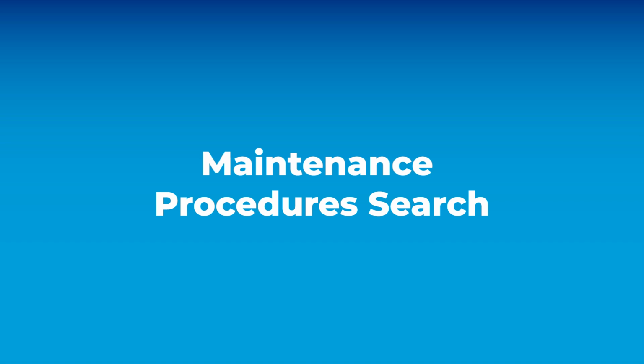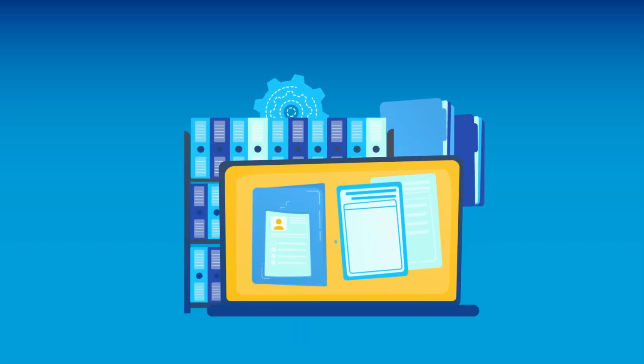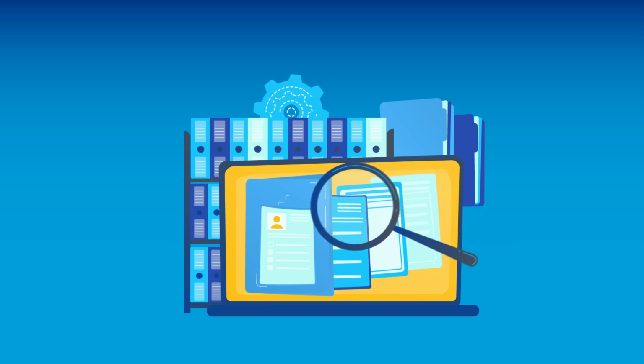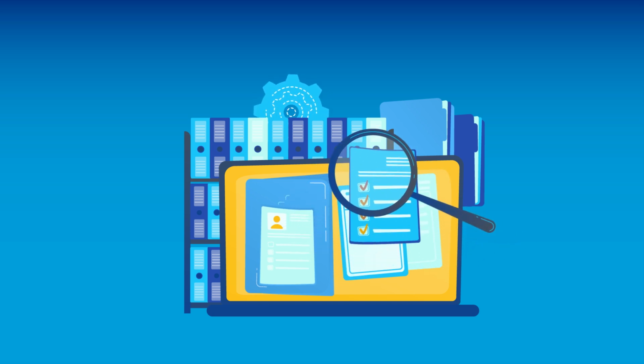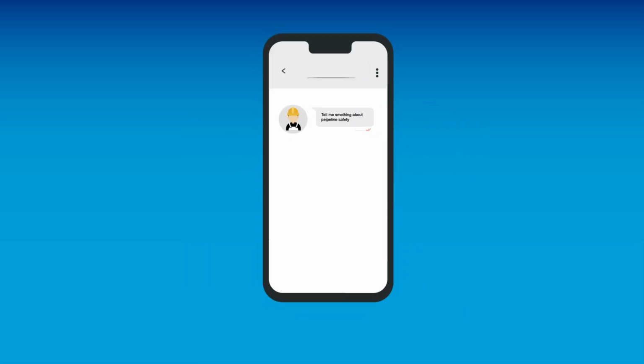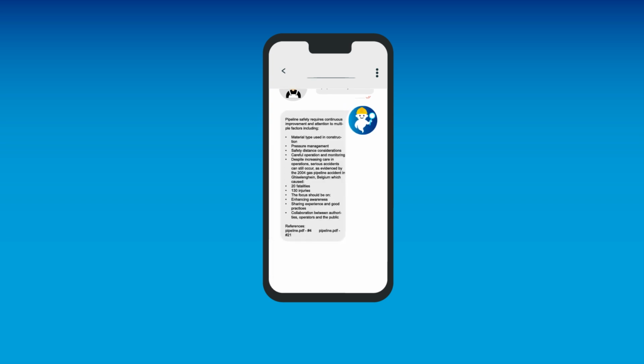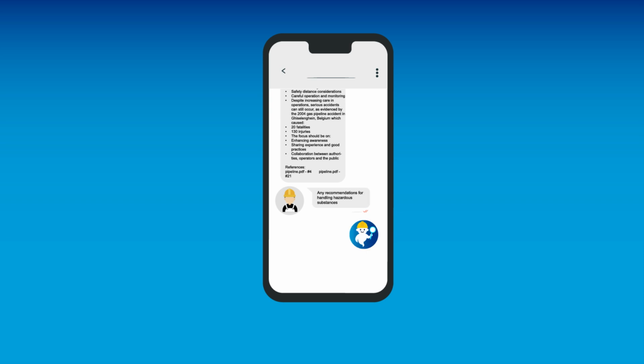Maintenance Procedures Search. Genie leverages retrieval-augmented generation to assist technicians in finding the answers to maintenance procedure questions by extracting data from asset manuals and procedures. Need to fix a pump valve? Just ask Genie. It delivers precise, actionable steps in seconds, ensuring your team gets the job done right every time.